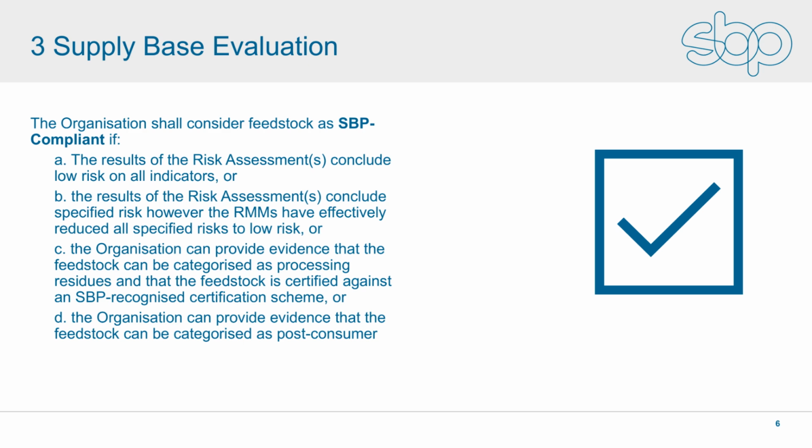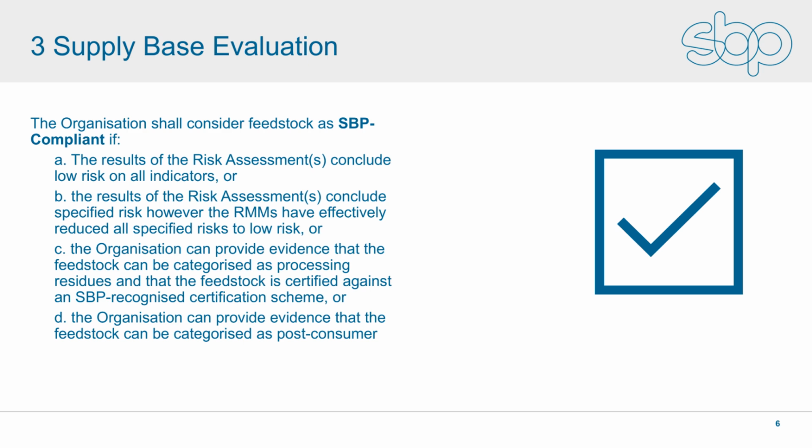Option B. The risk assessment identifies specified risks, but risk management measures have effectively reduced those risks to low. This is the most common real-world route. The key word is effectively. The organization has to show evidence that the measures actually work, not just that they exist on paper.